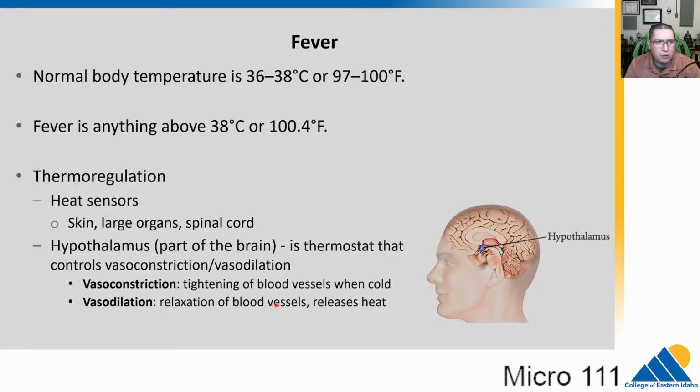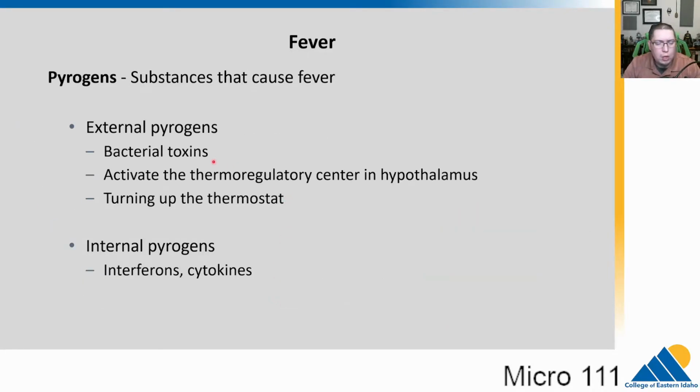So why might this happen? Well, there are substances we call pyrogens, so pyro means fire, right? So things that bring on heat that can cause fever. There are external pyrogens that will trigger the hypothalamus, like bacterial toxins. Those will tell the hypothalamus to turn the heat up. There are other molecules that bacteria can secrete that can do this.